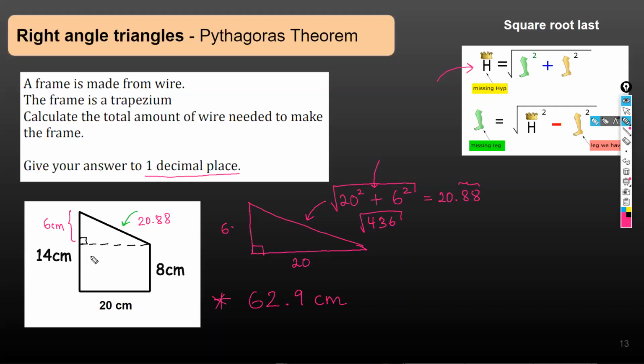For the rectangle is length by breadth. So 20 by 8. Right, so 20 by 8 is 160 centimeters squared, but that's the rectangle only. For the triangle, I know we have the length of all 3 sides now, the 6, the 20, and the 20.88. But remember, we want the angle in between the 2 sides. So we're forced to use what? The 6 and the 20.